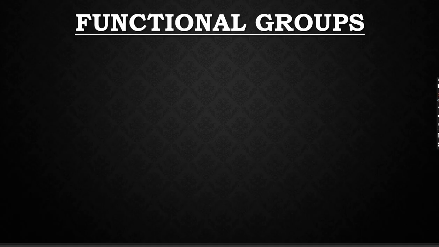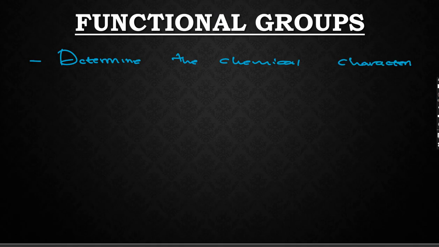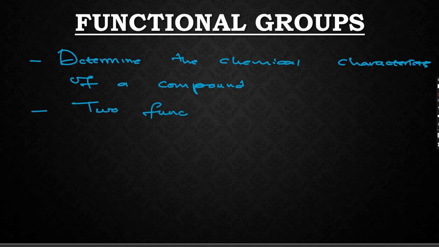A functional group, guys, is just the part of a compound which determines the chemical characteristics of the compound. I'm trying to define what a functional group is. So all carbohydrates are made up of two functional groups.